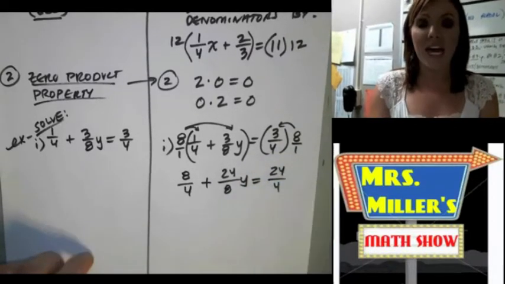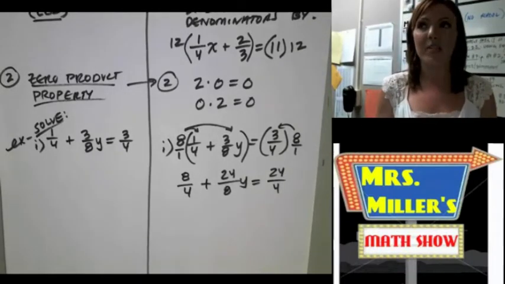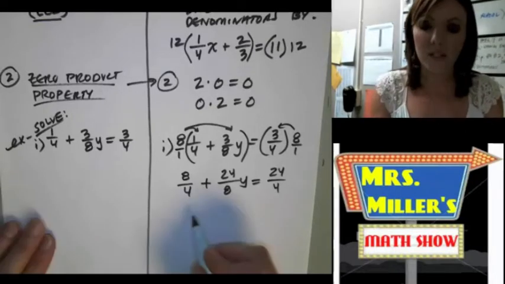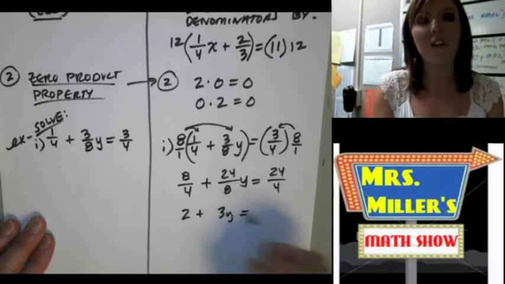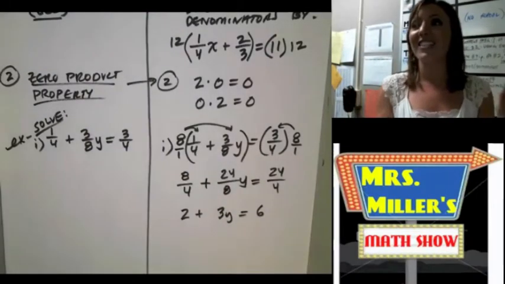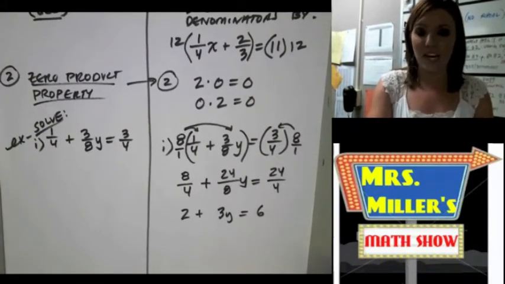4. Okay, so some of you are looking at that and going, wait, there are fractions still. What's up? You said there were not going to be. But what is 8 divided by 4? 2. What is 24 divided by 8? 3. And what is 24 divided by 4? 6. Whoa, fractions. Yes, fractions are gone. All right, magic, pure magic.